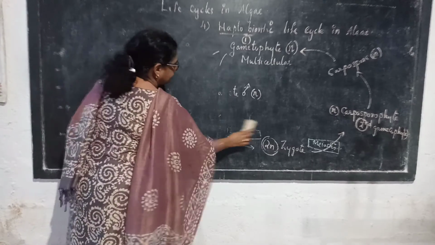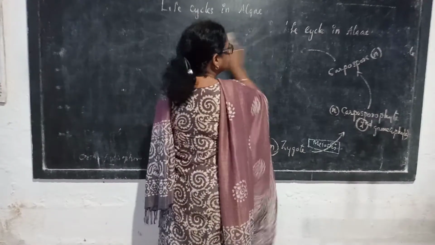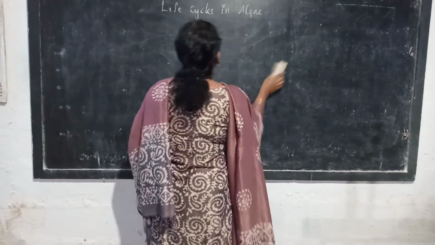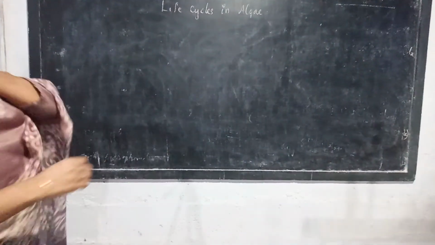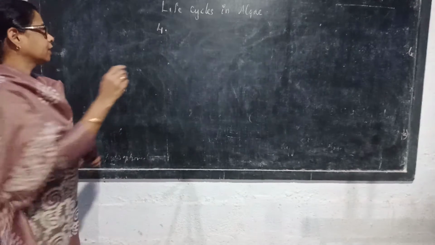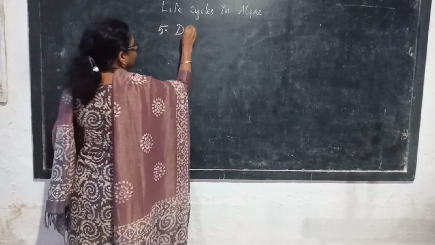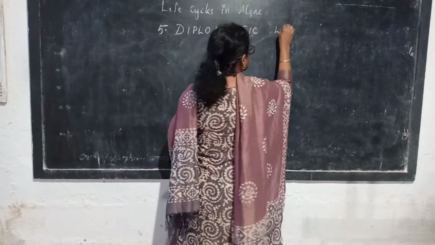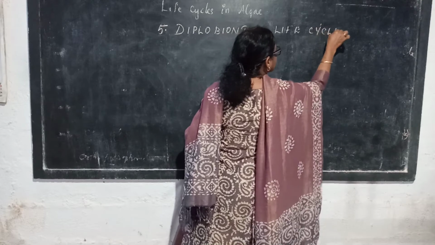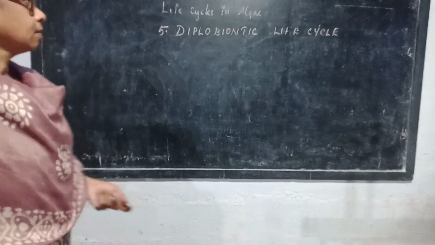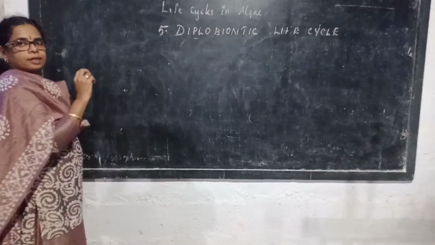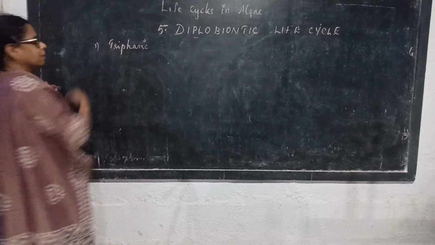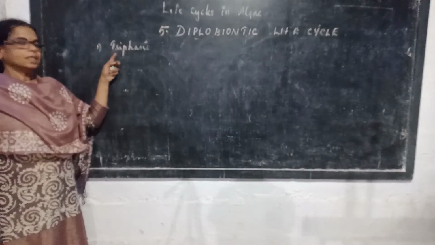Now the last type of life cycle, the fifth type of life cycle, is known as diplobiontic life cycle. Okay. Now this is also another triphasic life cycle. What do you mean by triphasic life cycle? It consists of three phases.